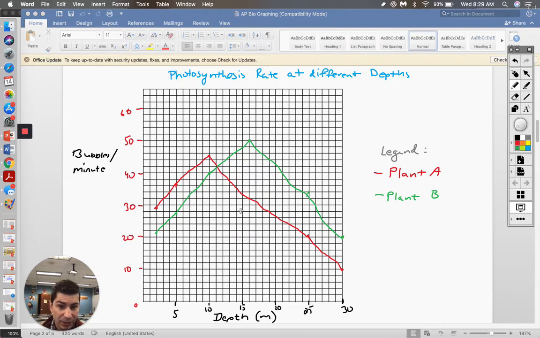Could it be oxygen or carbon dioxide levels are different at different depths? Maybe. Maybe some plants photosynthesize differently. Maybe it has nothing to do with carbon dioxide at all. So just so you guys can see, different plants, different amounts there. Okay.